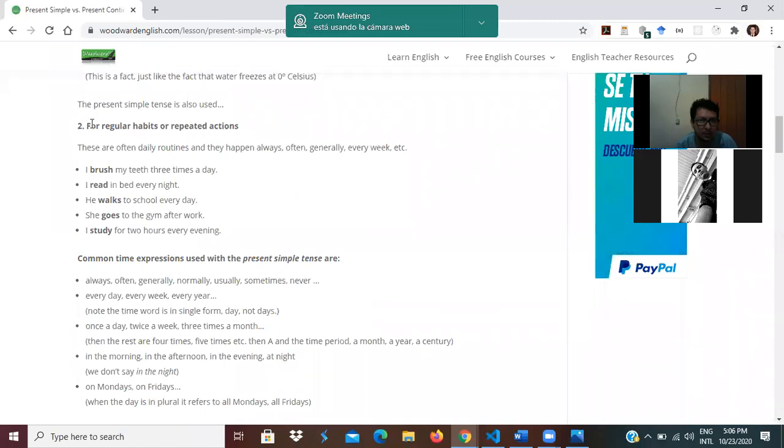And the simple present tense is also used for regular habits or repeated actions. These are often daily routines and they happen always, often, generally, every week, etc. A habit or a regular or repeated action: I brush my teeth three times a day. I read in bed every night. He walks to school every day. She goes to the gym after work. I study for two hours every evening. All right?